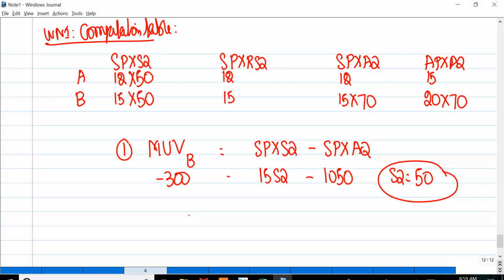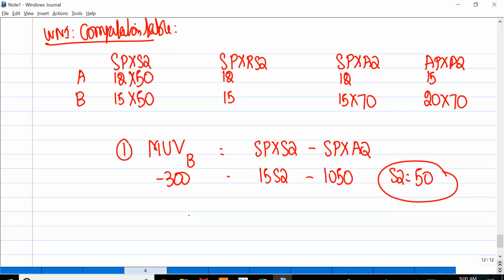Mix is the difference between RSQ and AQ. So I don't have RSQ and AQ. For B, I don't have the mix variance. No, mix is together. Mix variance is for both the products together. It is not for a single product.